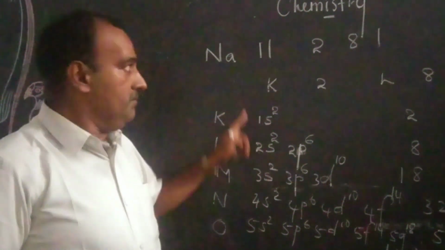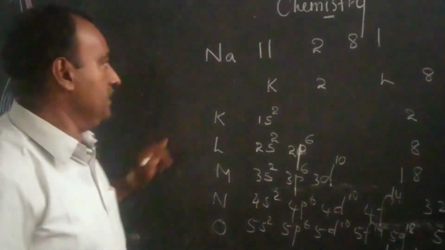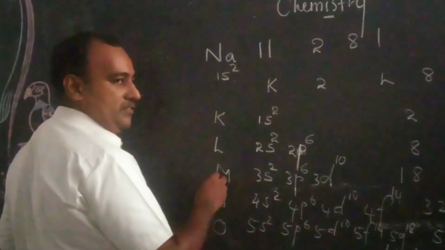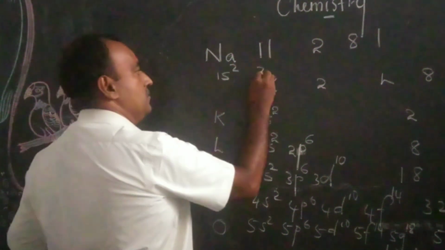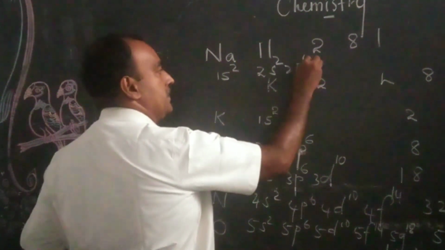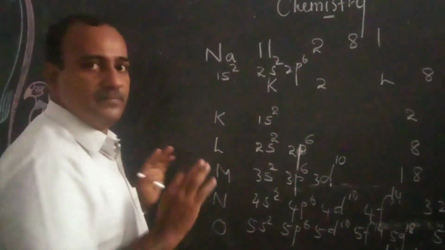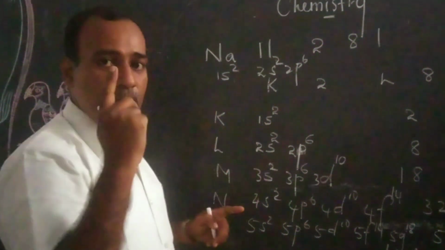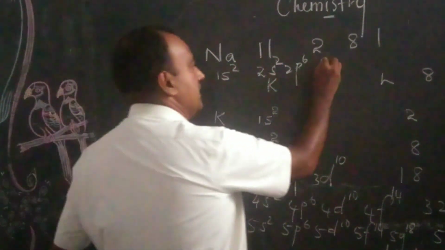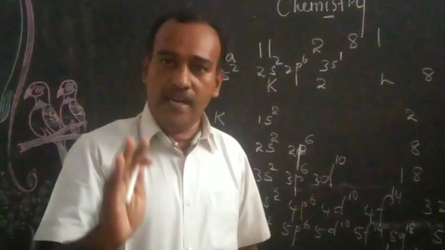Now we write the electronic configuration of sodium. The first energy level has the s orbital with 2 electrons. The second energy level has 2s and 2p. The s orbital can accommodate 2, the p orbital can accommodate 6, 6 plus 2, 8, 8 plus 2, 10. Now one more electron remains. Where will it go? It goes to the next level, 3s1. This we studied in our last class.